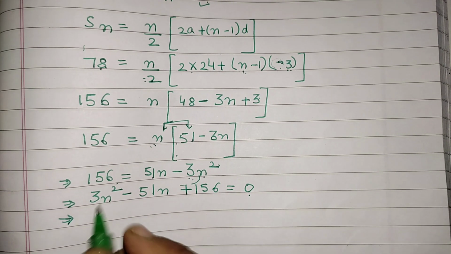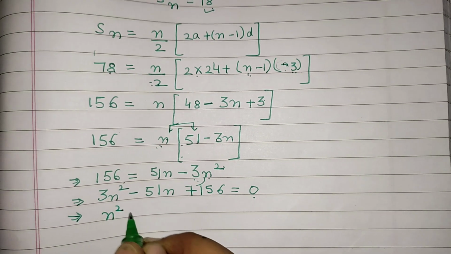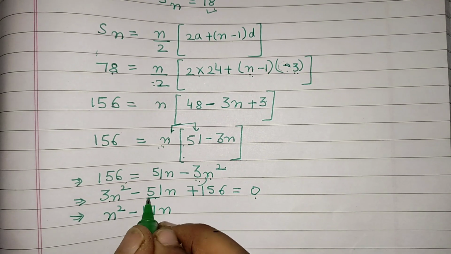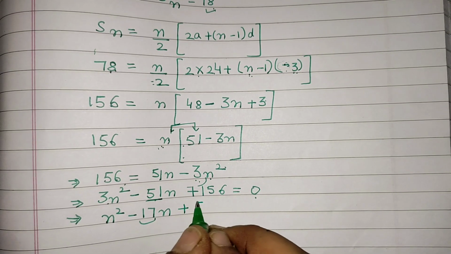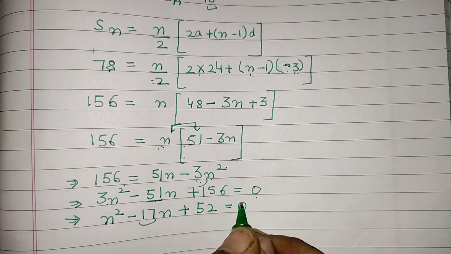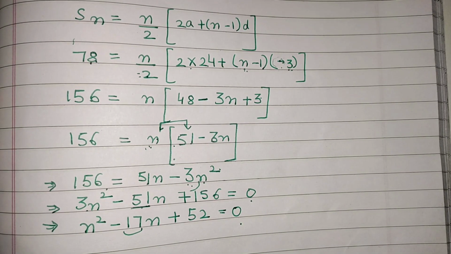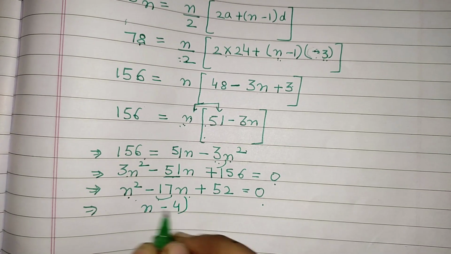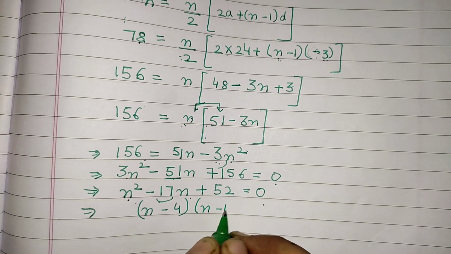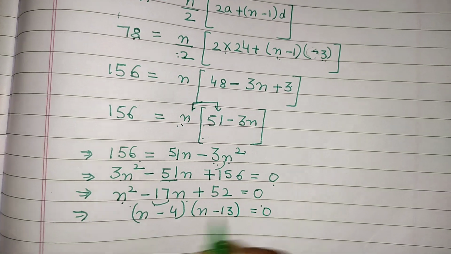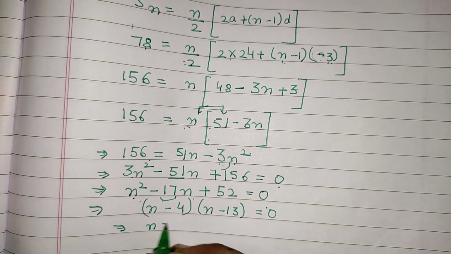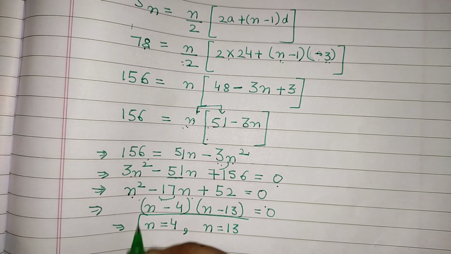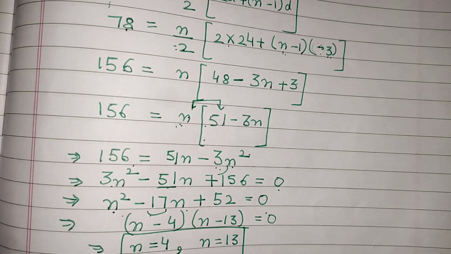So divide your complete equation by 3 so that it becomes a little simpler. It will be n square minus 17n plus 52 = 0. So the factors after solving this quadratic equation will be (n minus 4) into (n minus 13) = 0. So either the value of n can be equal to 4, or the value of n can be equal to 13.